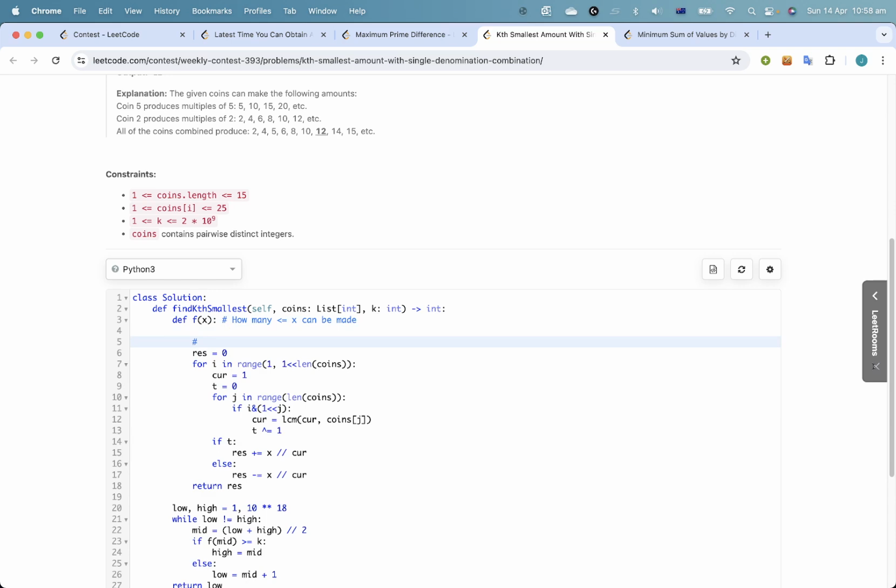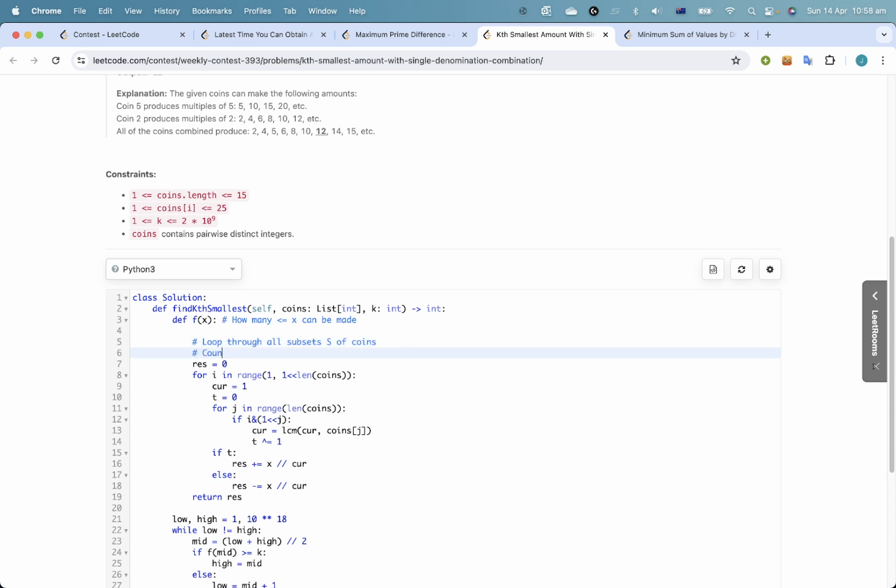Basically, the answer is, if you loop through all subsets S of coins, you count how many less than or equal to x can be made using any of the coins in S, using all of the coins. What I mean is how many numbers less than or equal to x could be made using the first coin in the subset, could be made with the second coin in the subset, made with all possible different coins in that subset.